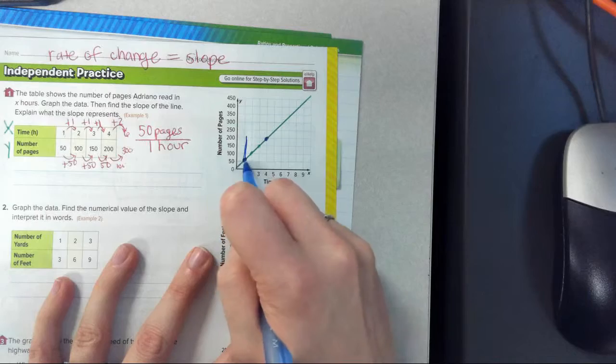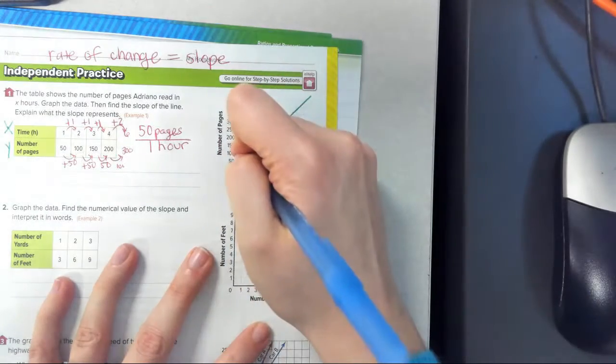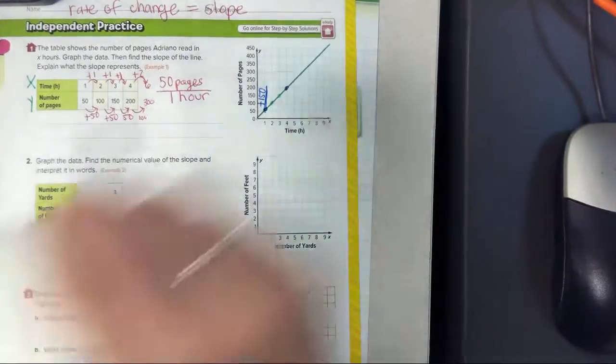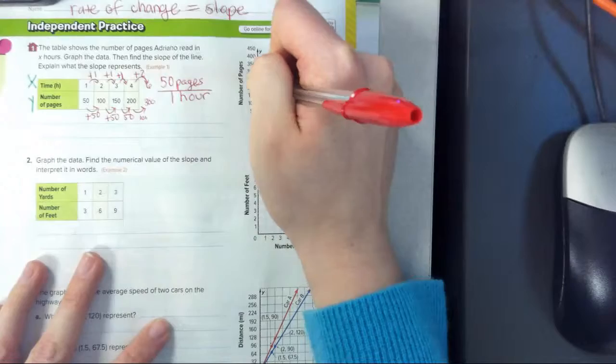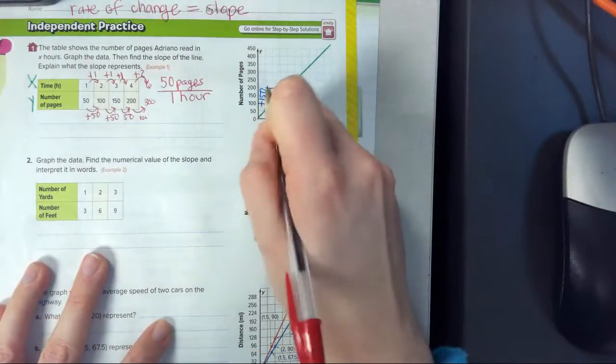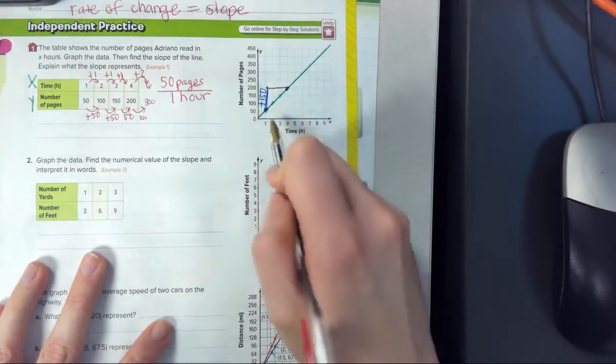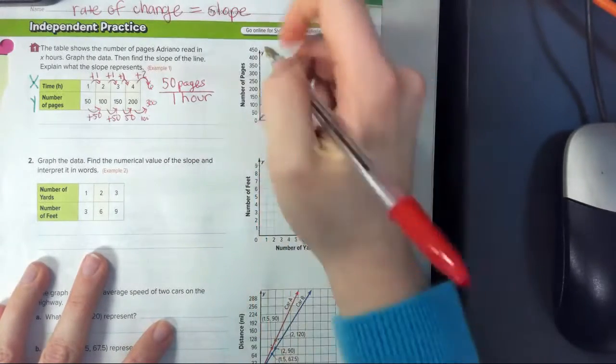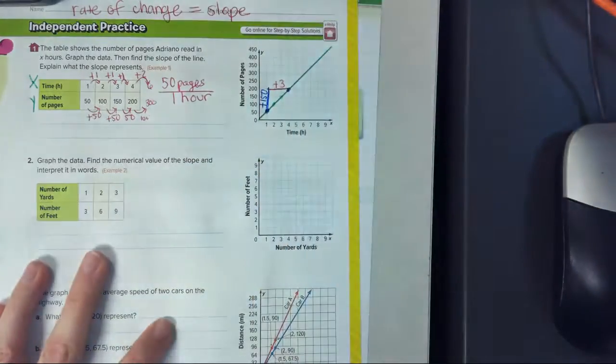So number of pages, since that's going up, we have to see how much it goes up. Well, it goes from 50 to 200. So I know it went up. I'm going to write plus 150. Then we have to see how far it went that way. Well, notice even though it still went 3 boxes, it's not 150 because it went from 1 to 4, so it moved 3.